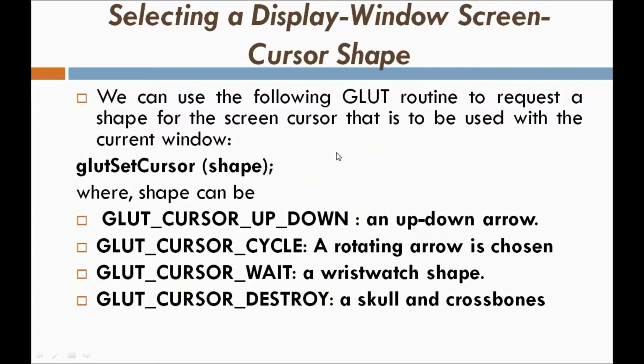So in this way you can set different shapes for your cursor. The command is glutSetCursor, and shape is a parameter, which can be of different types. Getting, guys? So you can set different cursor shapes in OpenGL.